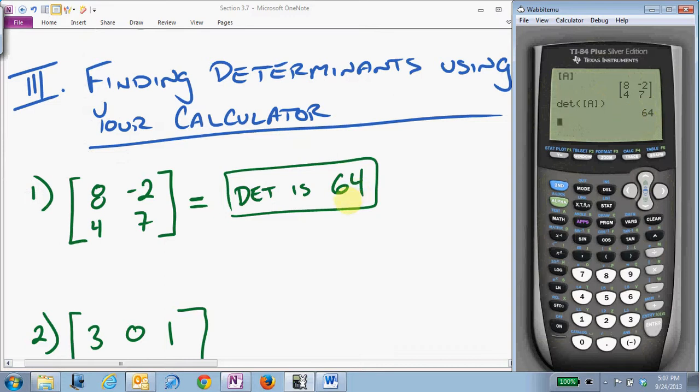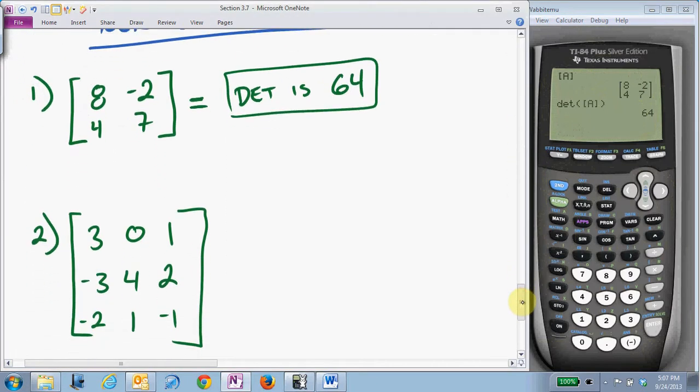And that's what we found in one of our previous videos. So we easily found the 2 by 2 determinant, and I can feel comfortable knowing I got that answer correct. Same thing goes with the 3 by 3.